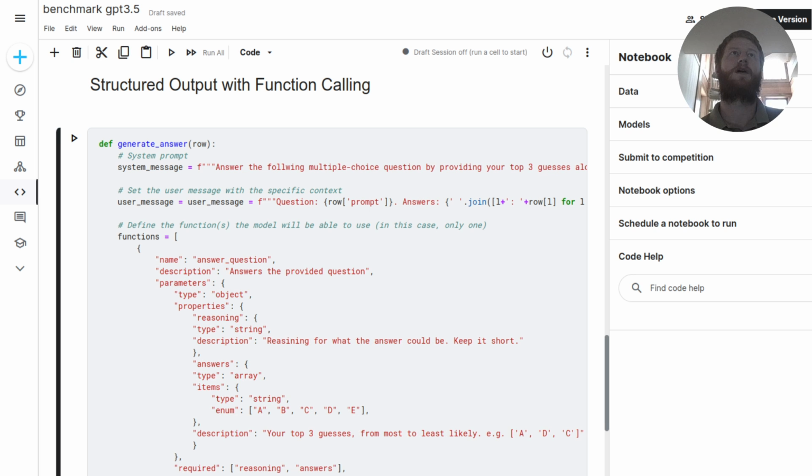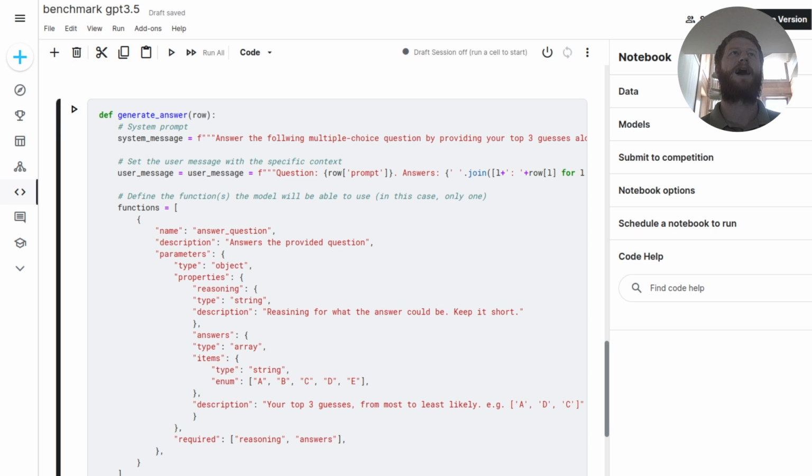And so here I'm saying, well, pretend there's a function called answer question that's going to answer whatever question has been provided. I can then define what the inputs to that function look like. I can say I would like a reasoning input that's a string, and I can describe what that is expected to look like. And then I can say I want an answers input that's an array, and each of the things in the array should be a string, and it should be one of these options.